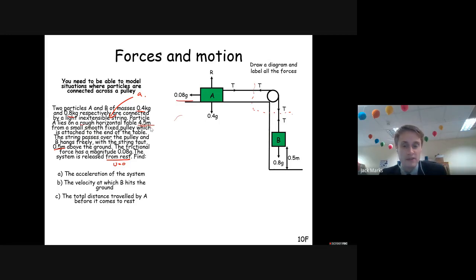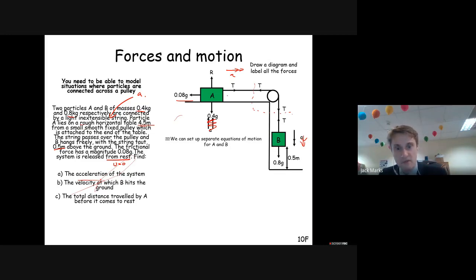Which way is it moving if it's released from rest? Well, it's going like this, isn't it? A is going over here. B is going down. I think we've got some arrows for those. But it's accelerating across to the pulley and down. So as before with the pulleys, what we do is we make equations about each of them. So a resultant force for A, resultant force for B, and then you can probably guess already F equals ma is what we're going to do to find this acceleration here.